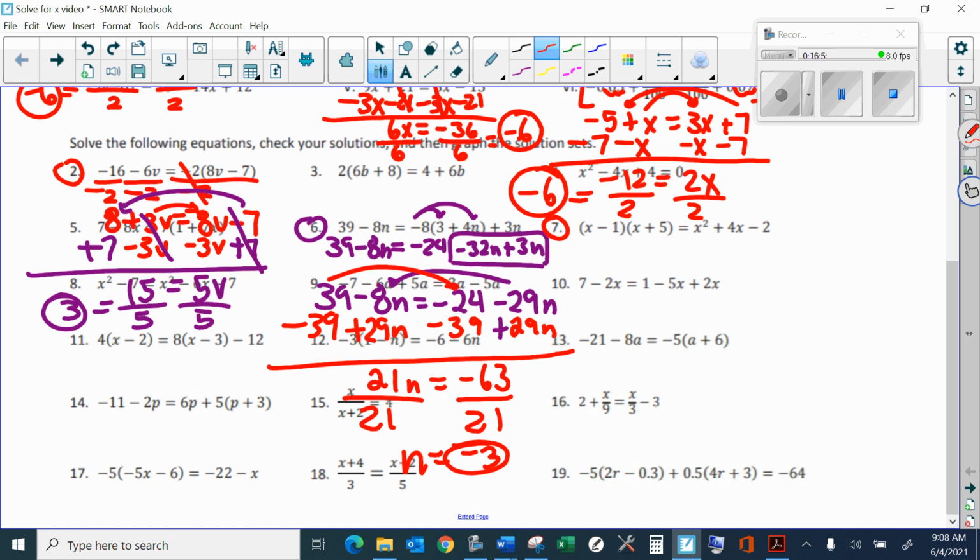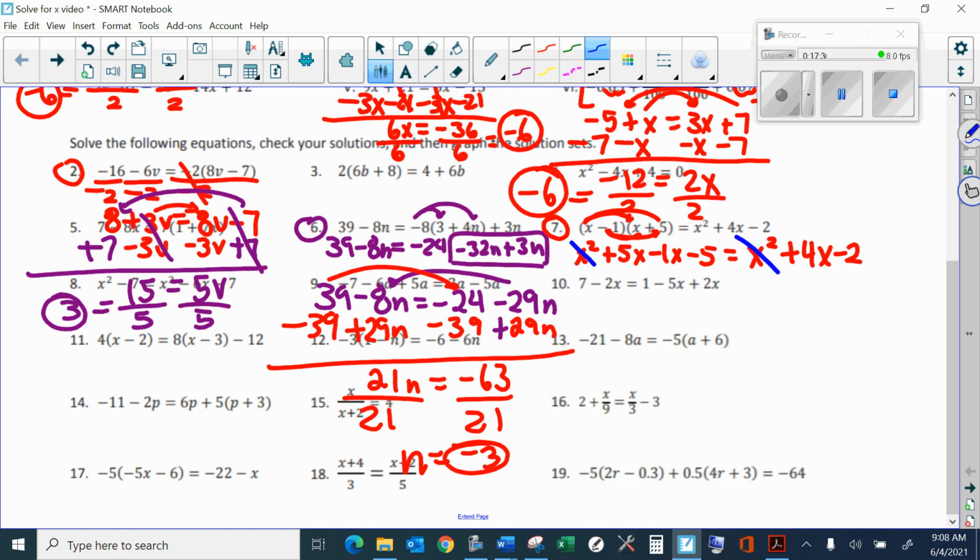Here, number 7, we need to multiply the two binomials together. That's distributive property. Okay. So x times x is x squared. X times 5 is 5x. Negative 1 times x is negative 1x. Negative 1 times 5 is negative 5.